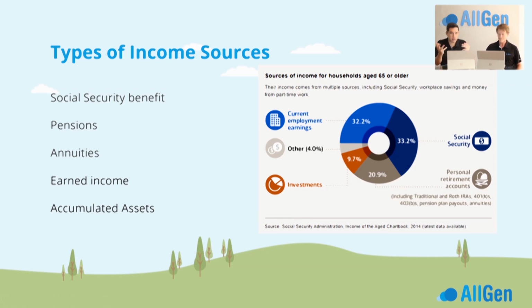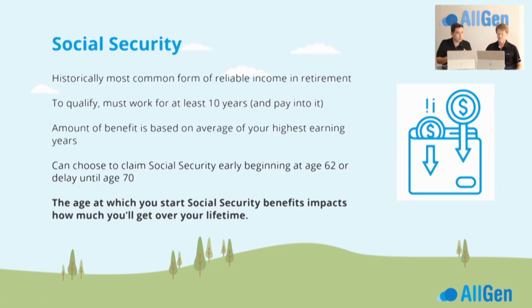Let's start with Social Security, which a lot of people know about. As we look at Social Security, this has historically been the most common form of reliable income in retirement. Now I use the word historically. If you hear the news or read economic news today, Social Security is being looked at very closely because it wasn't initially created and designed to be the source of retirement income for the rest of your life.